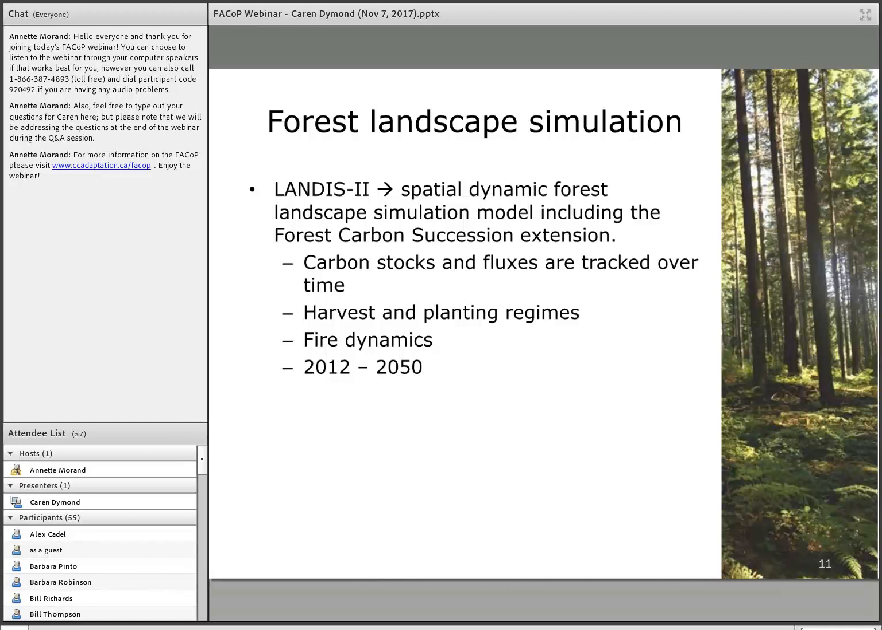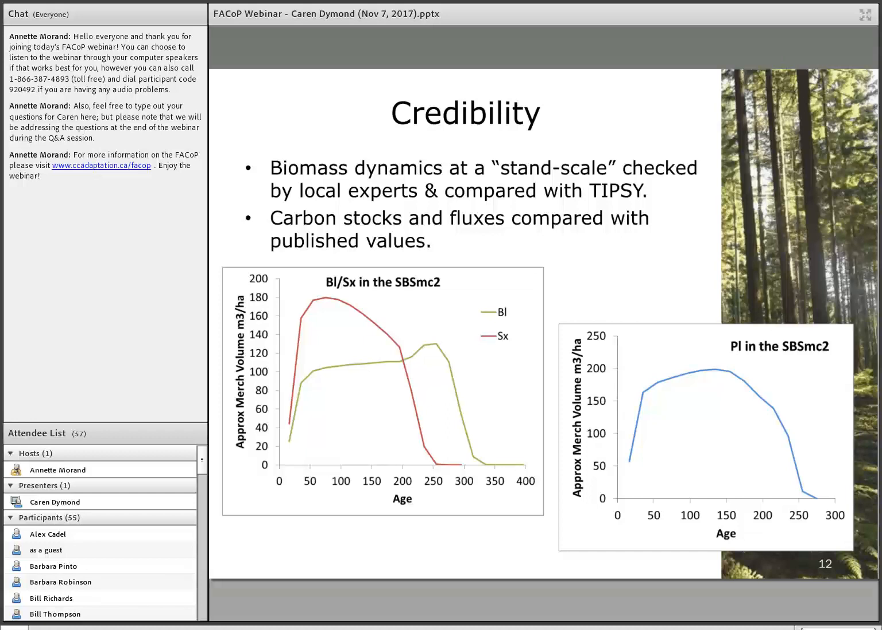The model we use is called Landis-2. It's a spatially dynamic forest landscape simulation model. And during this project, we also developed a new extension to Landis-2 that can track carbon stocks and fluxes over time. So we included in our simulation harvest and planting and fire.